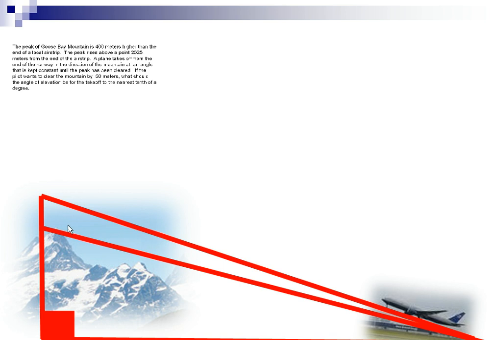So here we have a right triangle. The line of sight, or the path of the airplane, is going to be the hypotenuse of the right triangle. The height of the mountain is the opposite side, and the distance from the airplane to the mountains is the adjacent side. So we'll be working with this type of right triangle to set up our problem. Okay, but that's just an example. We'll talk about how to do these problems later on.